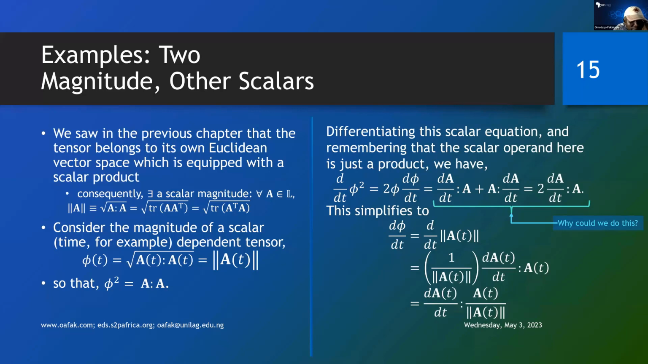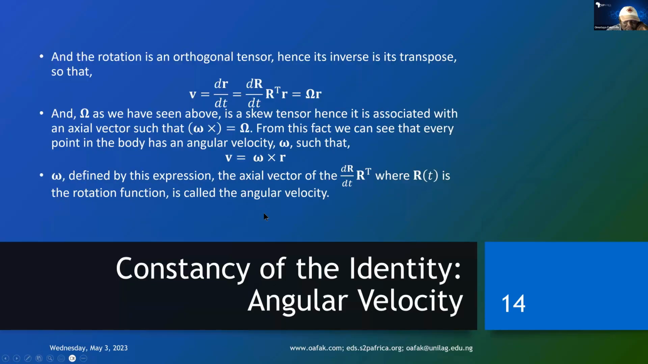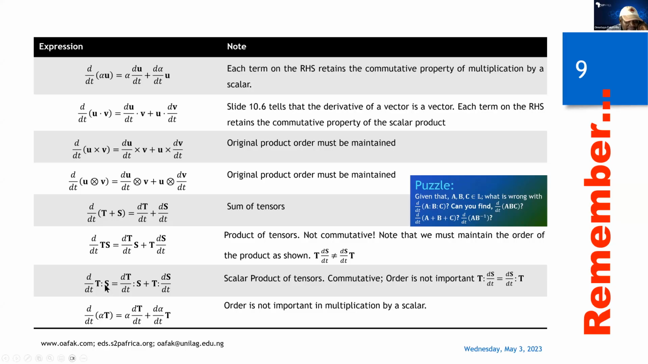Its magnitude will be a scalar function. So phi squared is equal to the inner product of A with itself, because the magnitude is the square root of A scalar product with A. So we can differentiate this scalar equation. d dt of phi squared, remember, d dt of phi squared is simply 2 phi d phi dt. That's a scalar, it's easy to do. And the second one is easy to do also, because we are taking it from the 7th.